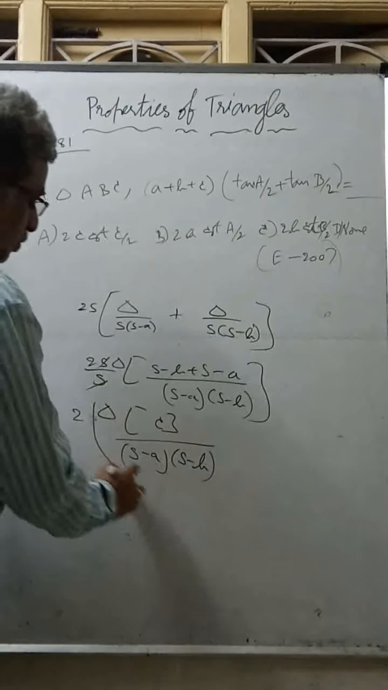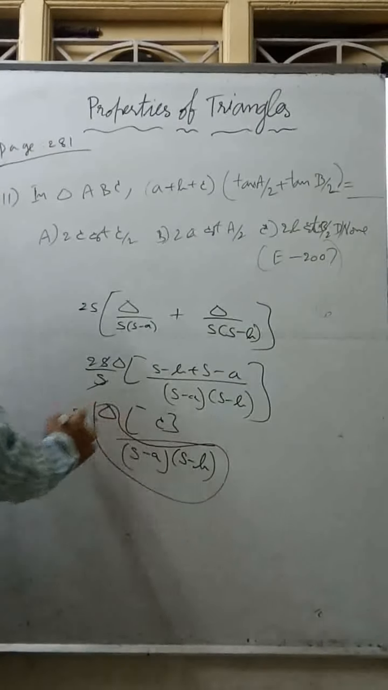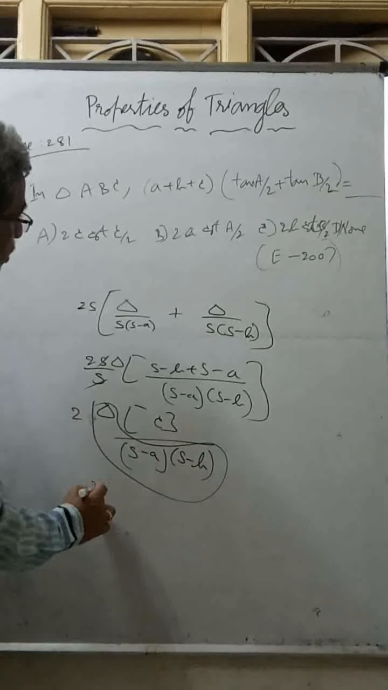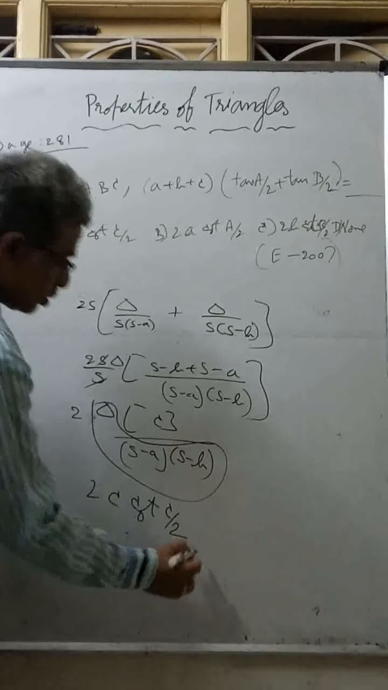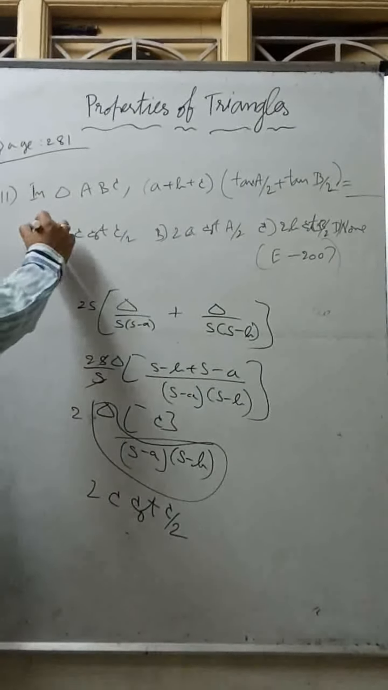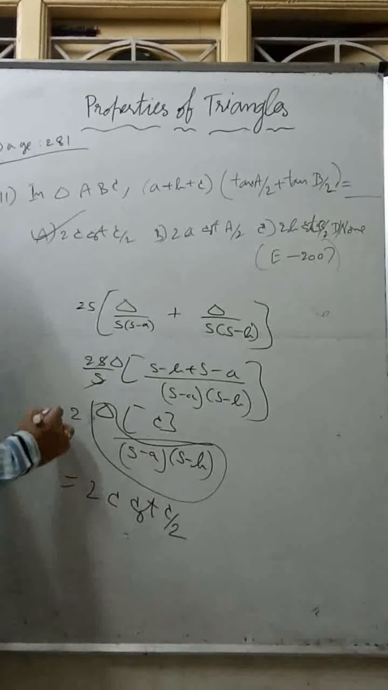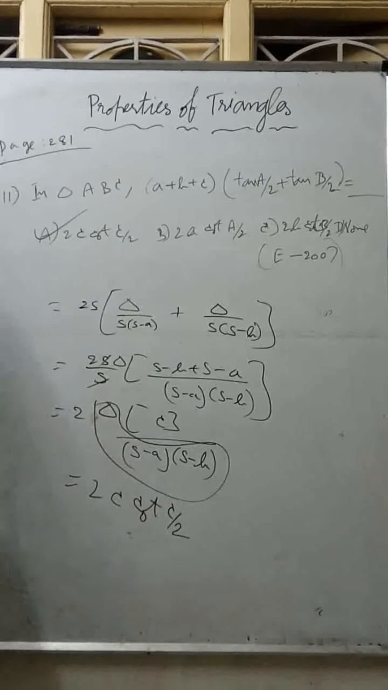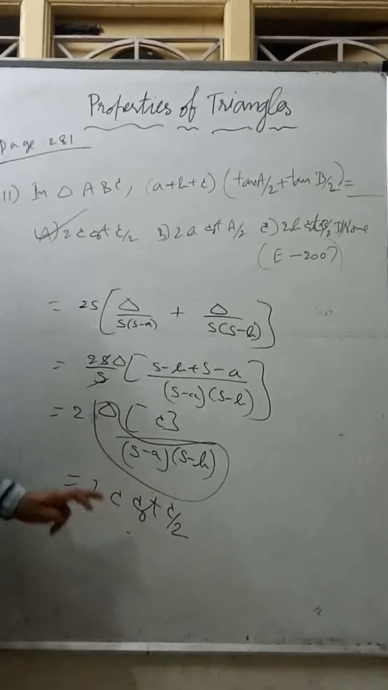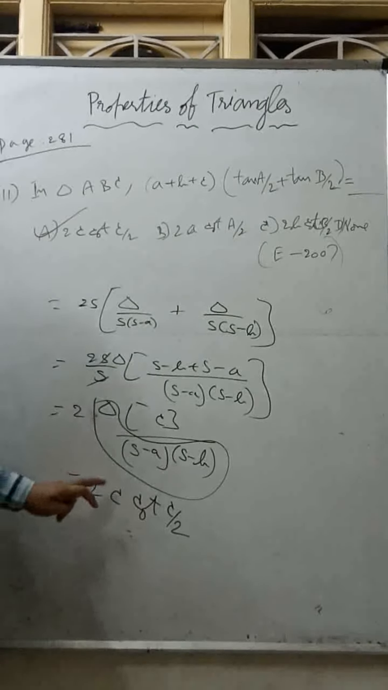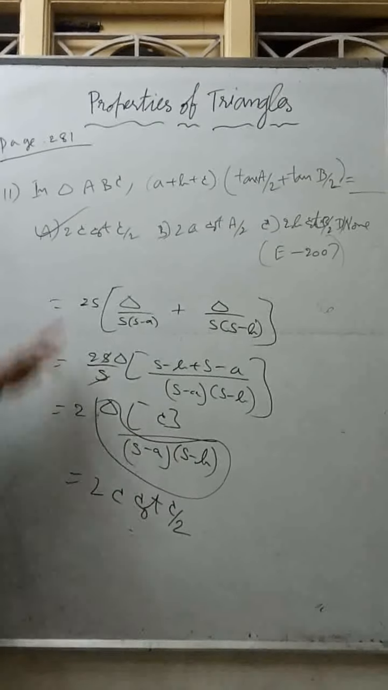This is cot c by 2 only. So the final answer is 2c into cot c by 2. Our option is the first option. Delta by s minus a into s minus b is cot c by 2, so our final answer is 2c into cot c by 2. First option.